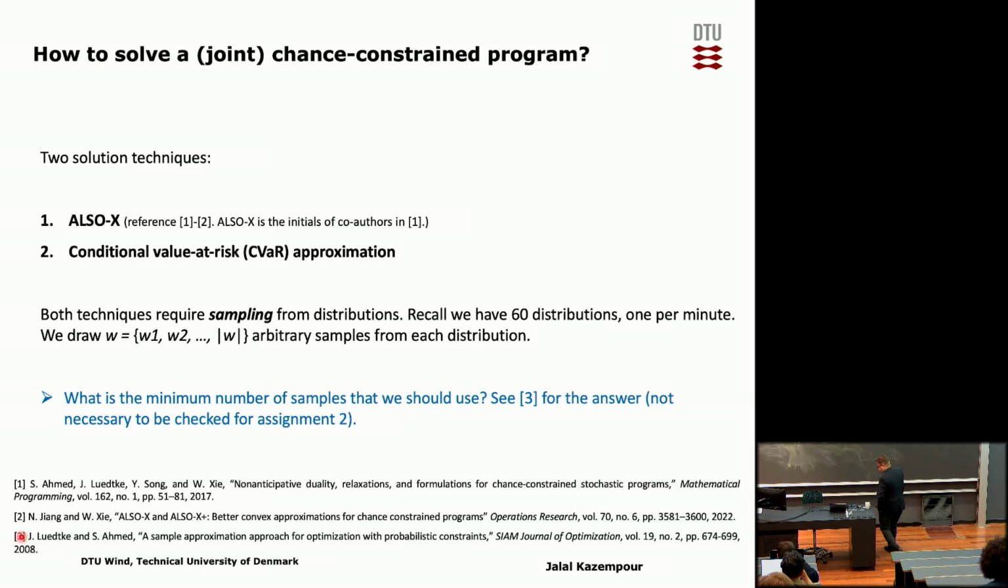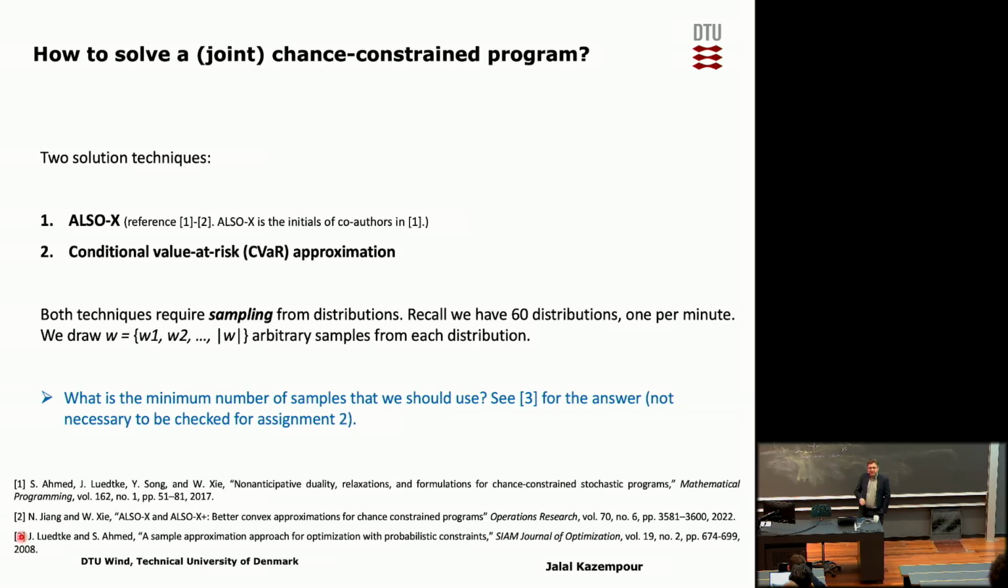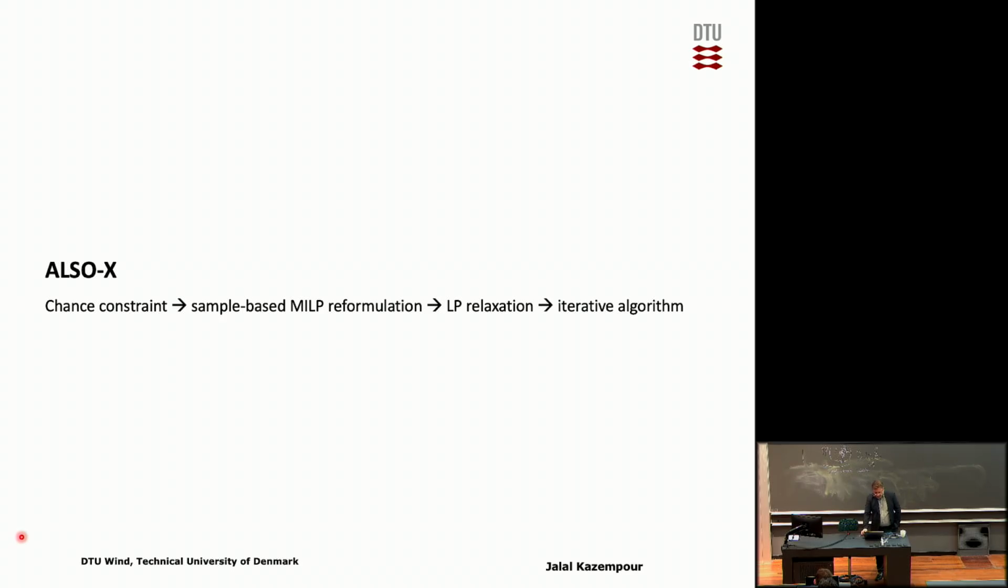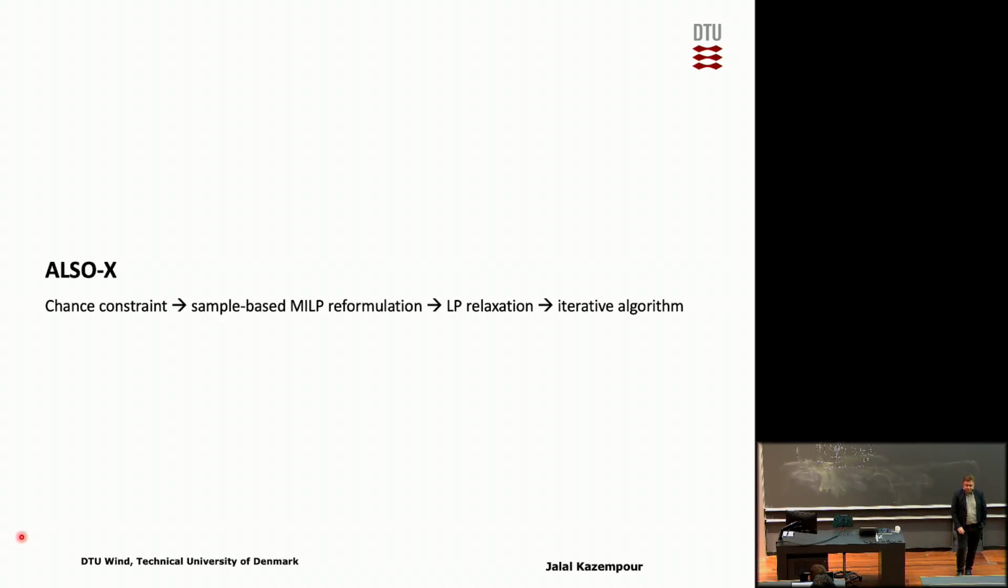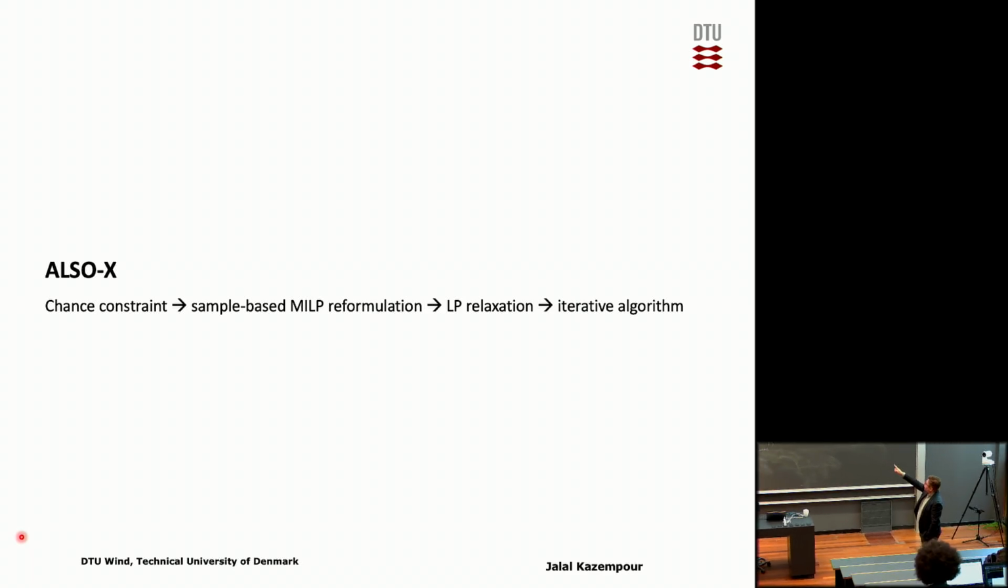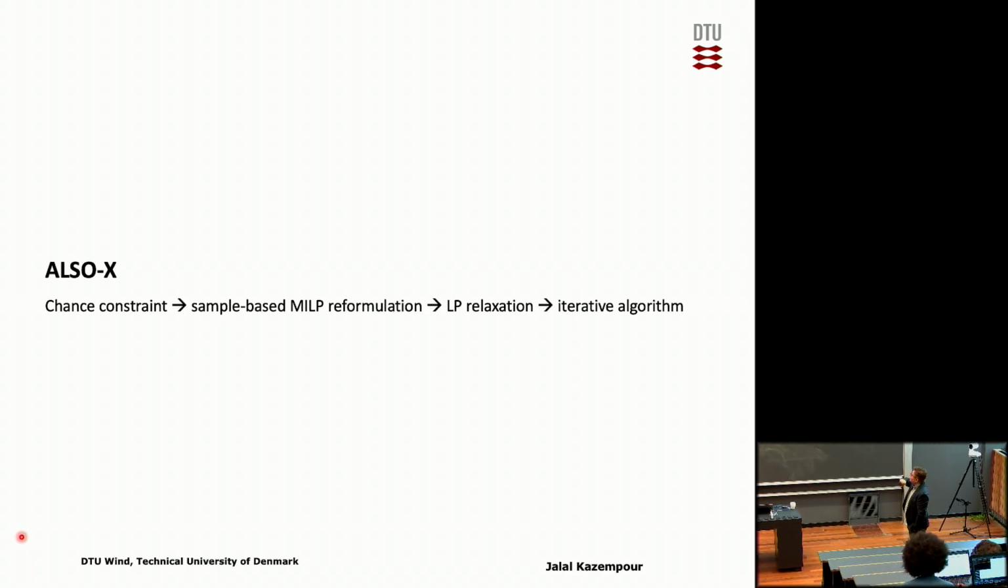But if you want to know a lower bound of the number of samples, you can read that paper. Okay. Also X. Let's start with that. What it does, you reformulate chance constraint to a sample-based or scenario-based MILP. MILP is mixed integer linear programming.